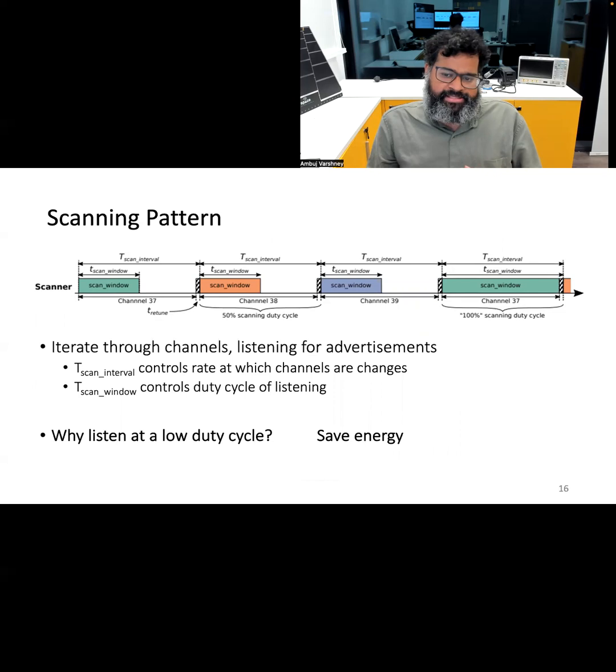So how does it look at the scanner device? The scanner device iterates through these various channels and listens for advertisements. It typically listens at a very low duty cycle. And the reason is very straightforward: to conserve energy. And since we transmit on three different advertising channels, the scanning also happens at the frequencies of the three different advertising channels.